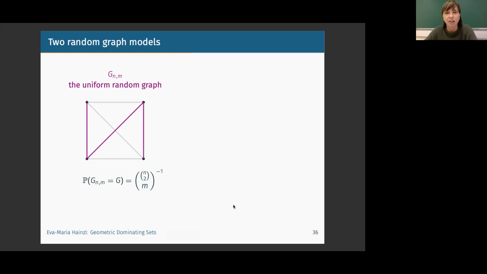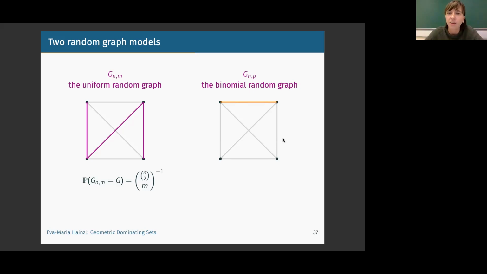Then there's another random graph model. It's called the binomial random graph, and we denote it by G(n,p), where n is again the number of vertices, in our case 4. And p is a success probability, let's say 1/3, for example. And then we consider each edge independently. We take this edge and throw a coin, and with probability p, we take the edge into our graph, and with probability 1 minus p, we just leave it out. And we do this independently for each edge.